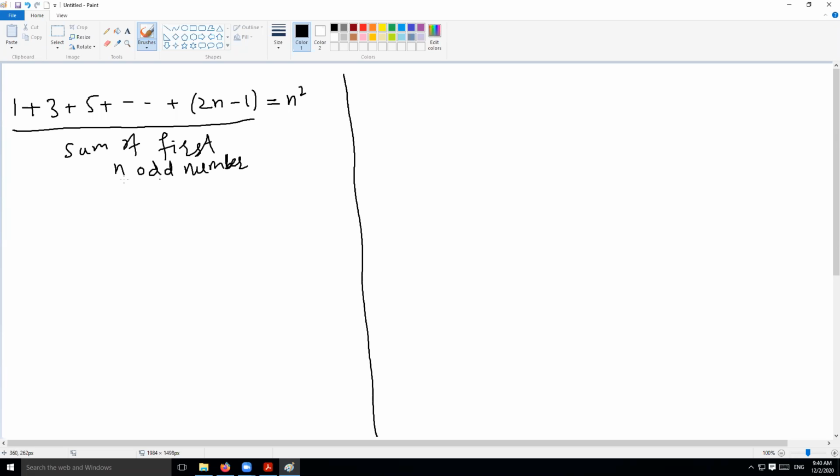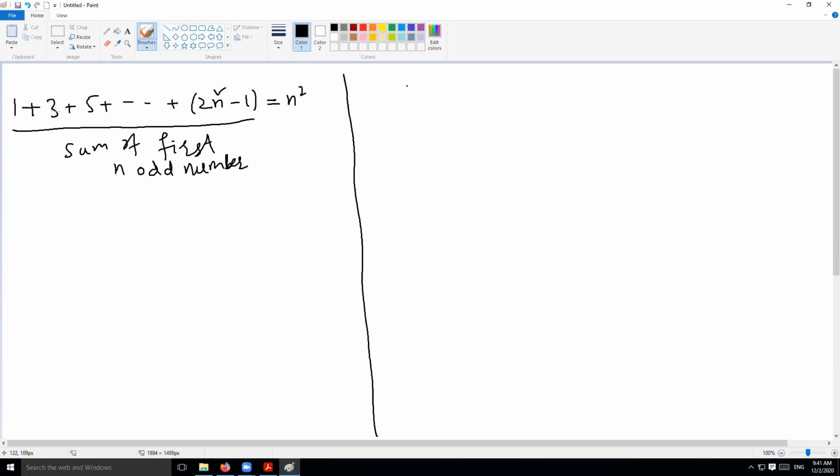Okay, odd numbers. It says that if you sum the first n odd numbers, this sum is always going to be equal to n square. And what is this n? The n is the same n that you have here. So if the last number can be written in the form of 2n minus 1, then the sum is going to be equal to n square. Anyway, that's really an interesting relationship. So you can verify it.